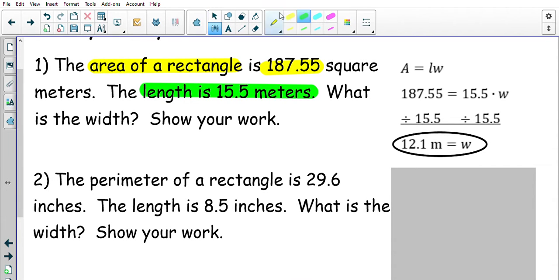Question number 2, we're talking about the perimeter of a rectangle. So we're going to use P equals 2L plus 2W as our formula.